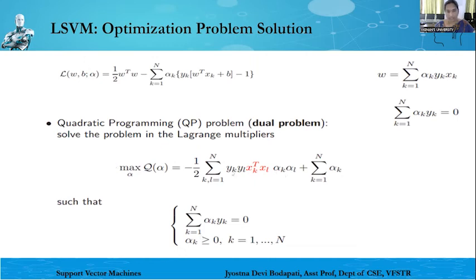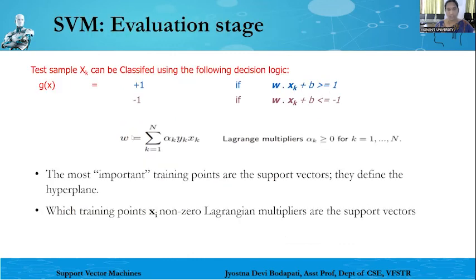Now here you can see the dual form is straight away a convex optimization problem, and we can solve it using convex optimization, and then we'll be getting the alpha k's. Here you can observe the alpha k must be greater than or equal to 0 for every training sample. And once we get the alpha k values, we can obtain the w value, and once we have the w value, our decision logic can be implemented.